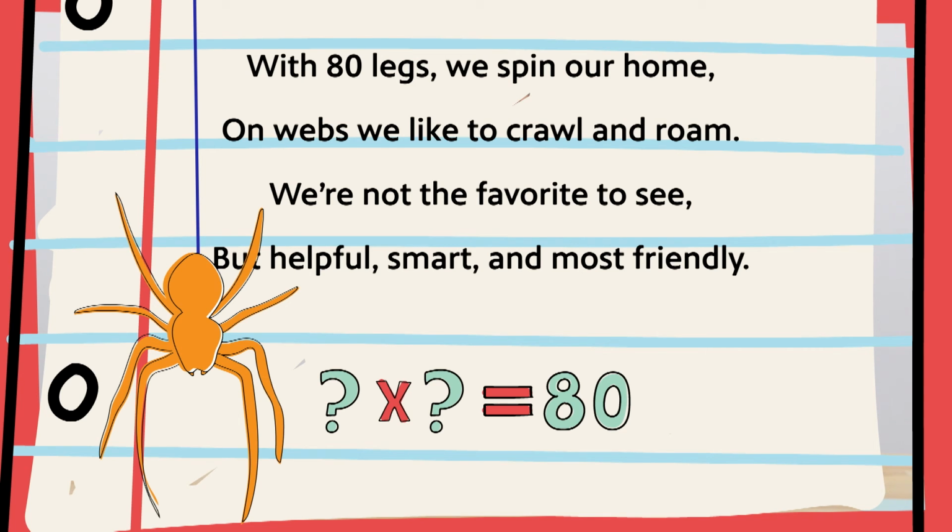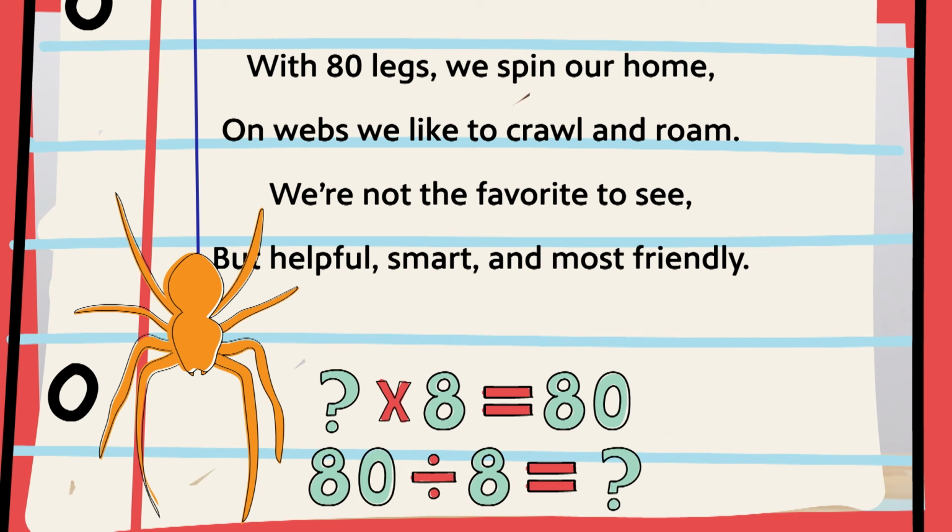Yeah, for sure. What times 8 equals 80? Or 80 divided by 8 equals what? We know the total number of legs and the number of each group. We are looking for the number of groups, or spiders in this case. So let's solve. I'll give you a few moments to try it on your own.